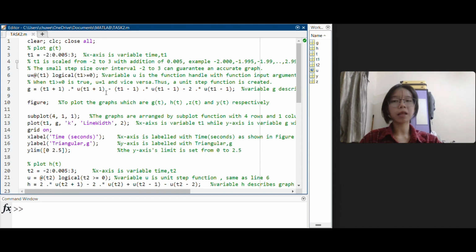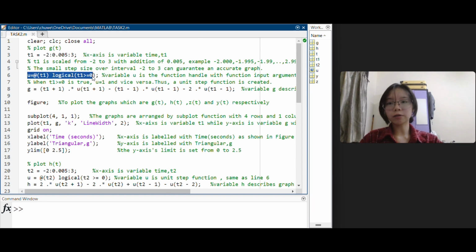So now I'll explain the MATLAB code for task 2. There are a total of 4 graphs to plot in task 2, which are G, H, Z, and Y. So for the first one, to plot GT, we first need to define the time variable for G, which is from negative 2 to 3 with a time step of 0.005. This small time step can guarantee an accurate graph.